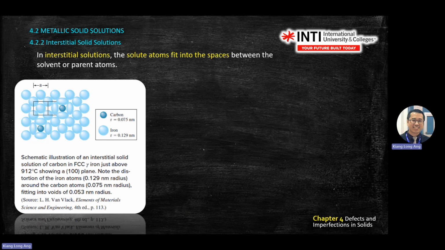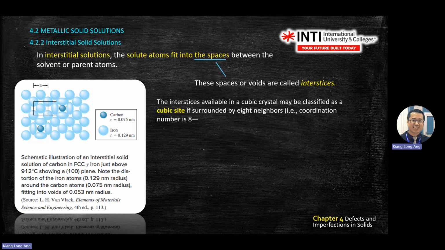Iron radius is 0.129 nanometer, and the carbon atom is smaller, 0.075, so it can fit inside the space between the iron atoms. So for interstitial, the keyword there is space.